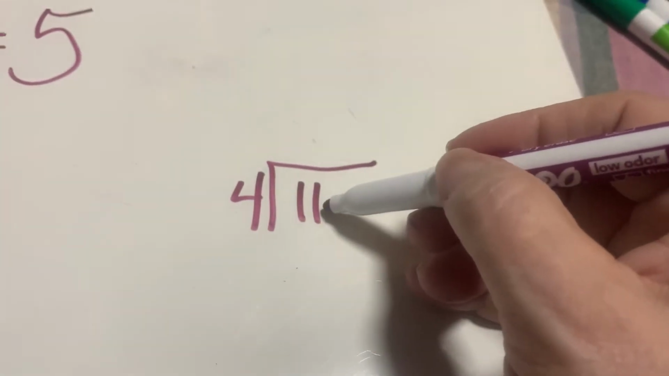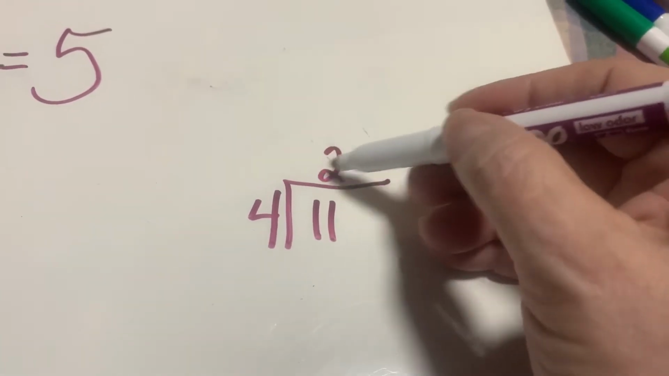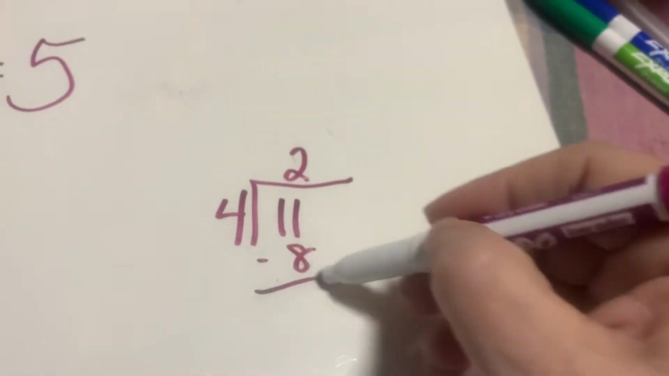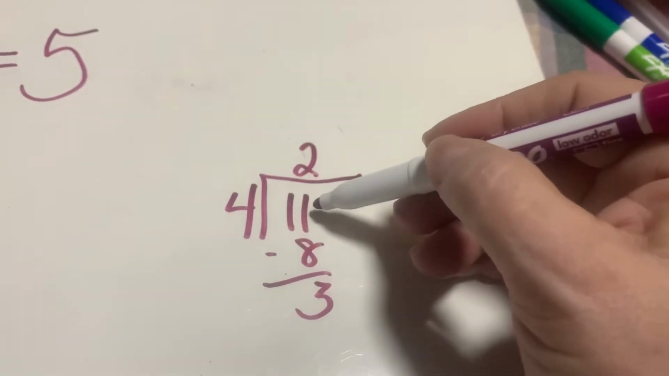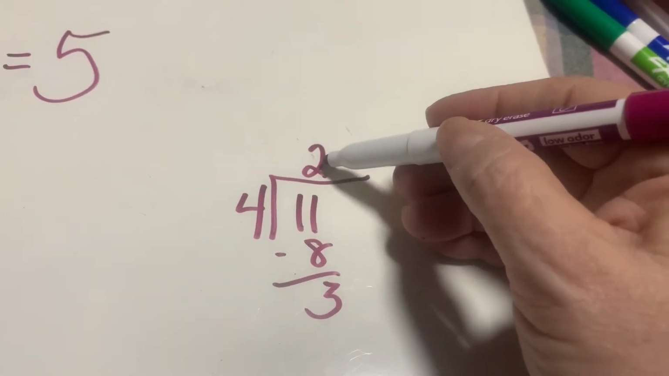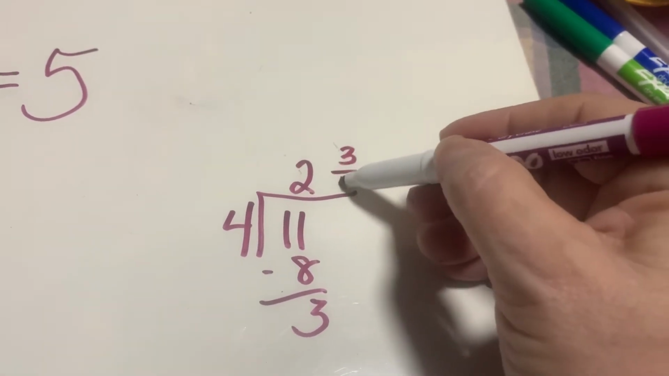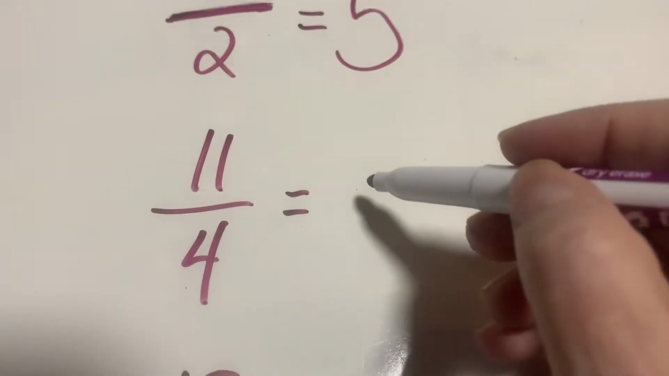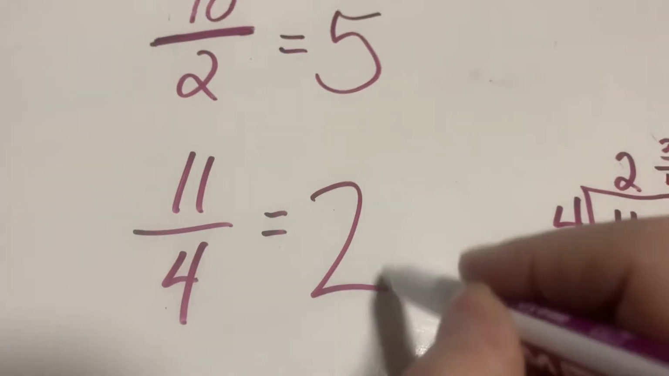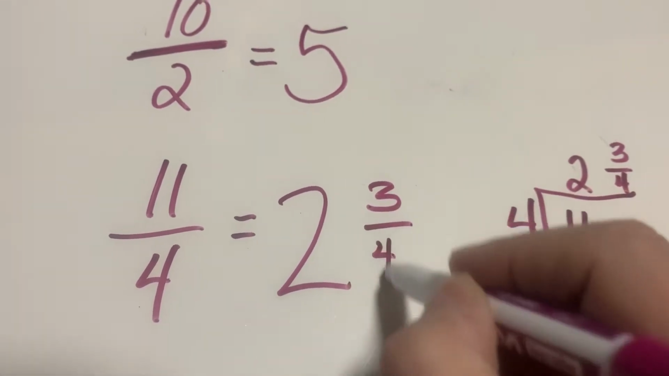How many 4s are in 11? Well, there are 2. 2 times 4 is 8. And then there is 3 left over. So how many groups of 4 are there in 11? There are 2 whole groups of 4. And then 3 fourths left over. So we can say that 11 fourths is the same as 2 and 3 fourths.